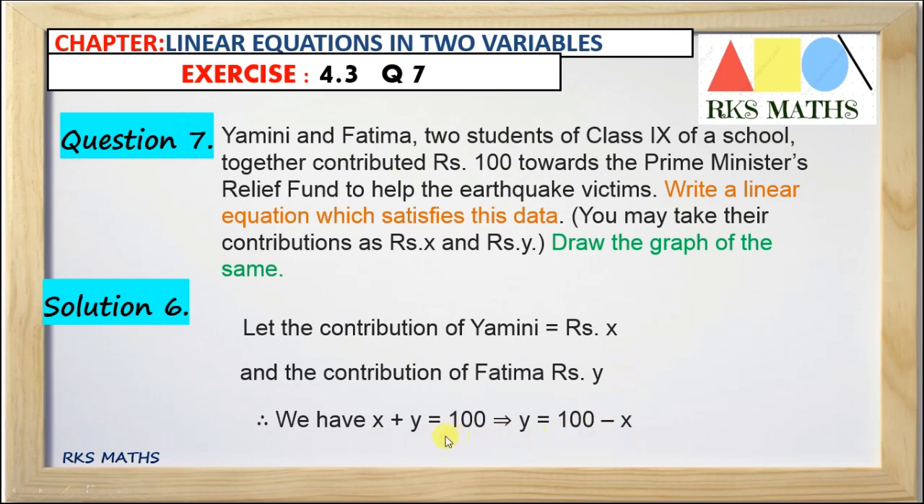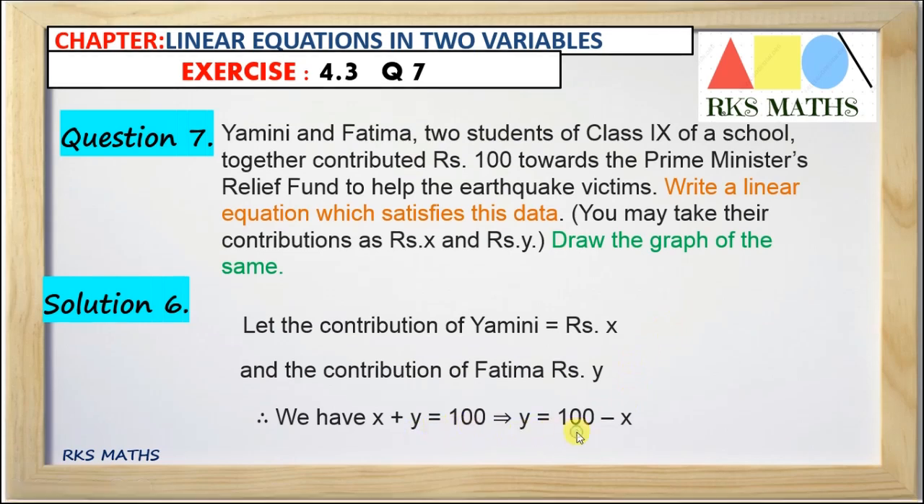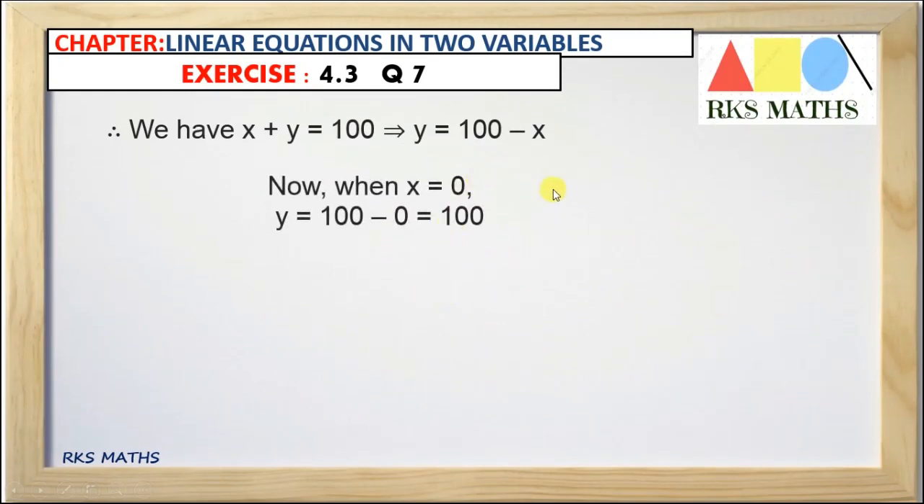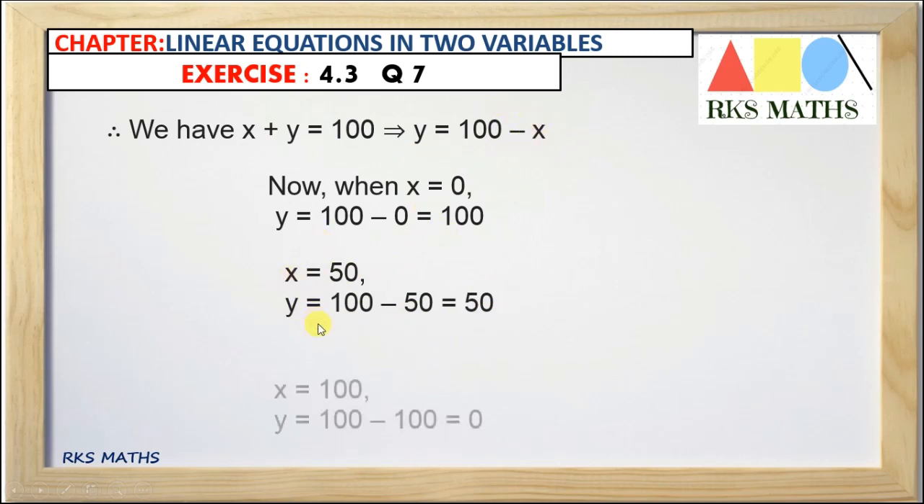For the second part we have to draw the graph, so we have simplified it to y is equal to 100 minus x. So student, as usual, to draw the graph we first have to find the values. When x is equal to 0, you can see y is equal to 100. Similarly, when we take x is equal to 50, then y is equal to 100 minus 50, that is 50. We are using the equation y is equal to 100 minus x, putting the value of x over here, and we are getting the corresponding values of y. Let us put x is equal to 100, so y is equal to 100 minus 100, that is equal to 0. So student, we have found 3 values.